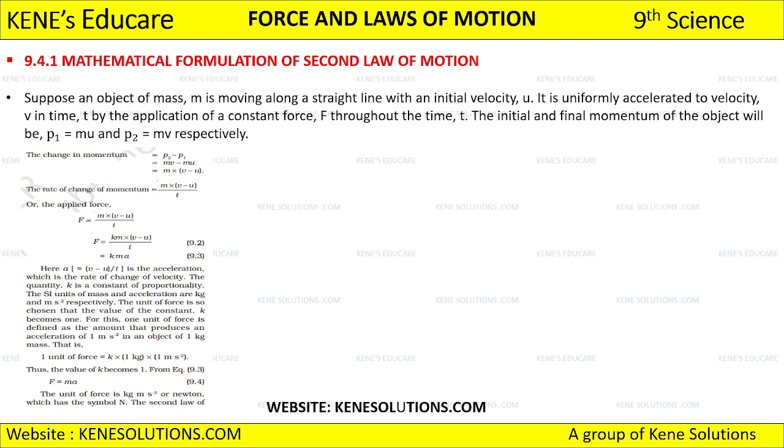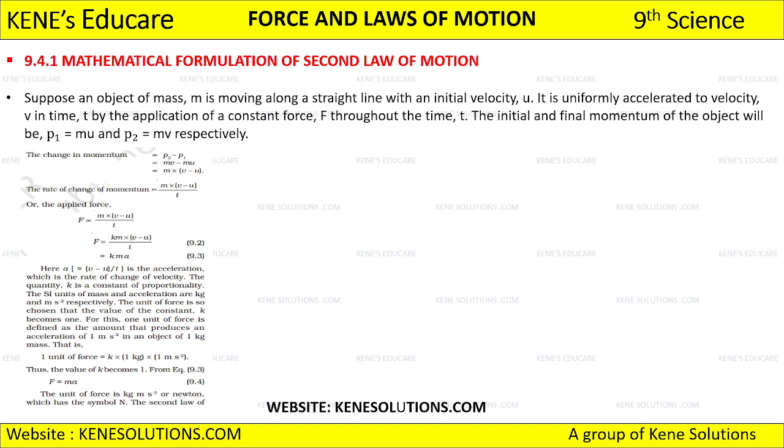k is the constant of proportionality, m is mass, a is acceleration. So here a is equal to v minus u upon t, which is the rate of change of velocity. The quantity k is a constant of proportionality where the SI units of mass and acceleration are kg and meter per second square respectively. What is the SI unit of mass and acceleration? For mass it's kg, and for acceleration it's meter per second square.